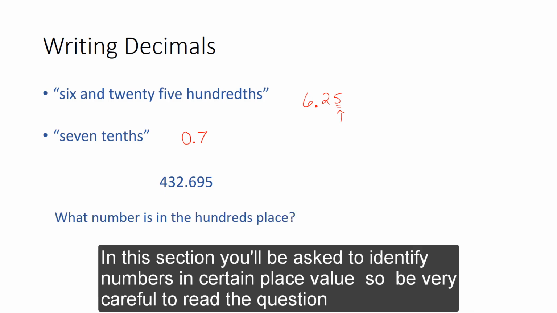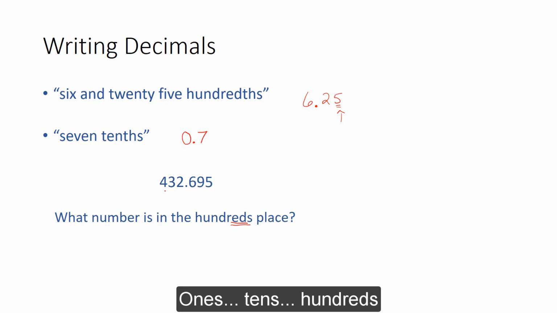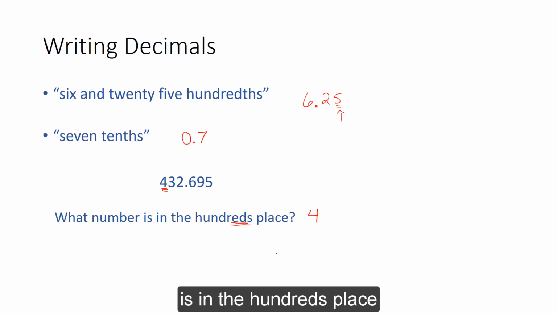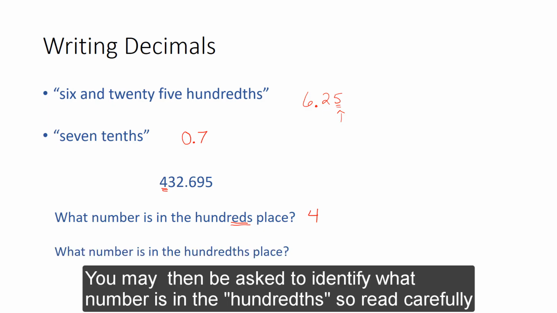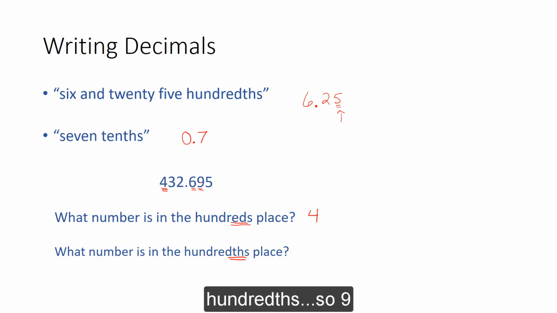Okay, in this section you'll be asked to identify numbers in certain place values. So again, be very careful to read the question. Okay, what number is in the hundreds? Okay, hundreds is to the left of the decimal point. Ones, tens, hundreds. So the 4 is in the hundreds place. You may then be asked to identify what number is in the hundredths. Again, read carefully. Hundredths, well, after the decimal point you have tenths, hundredths. So the 9 is in the hundredths place.